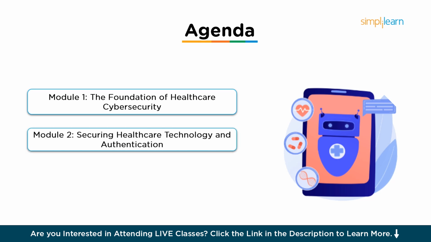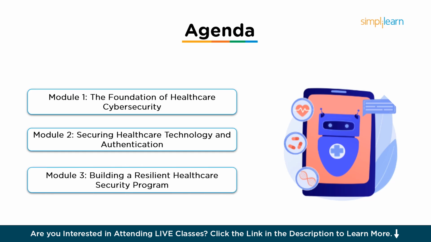Module 2, Securing Healthcare Technology and Authentication. This module will delve into the practical application of security measures, focusing on safeguarding healthcare technology and implementing robust authentication protocols. Module 3, Building a Resilient Healthcare Security Program. Finally, we'll explore how to build a comprehensive and resilient security program that can withstand and recover from cyber threats, ensuring the ongoing protection of patient information and critical infrastructure.